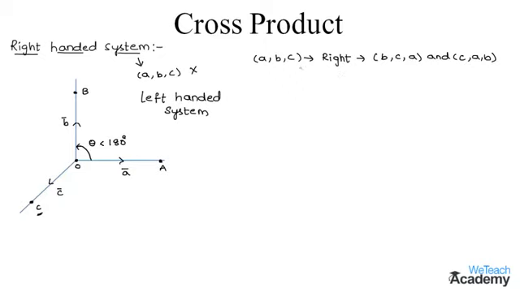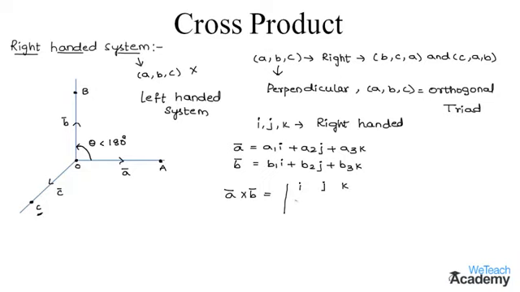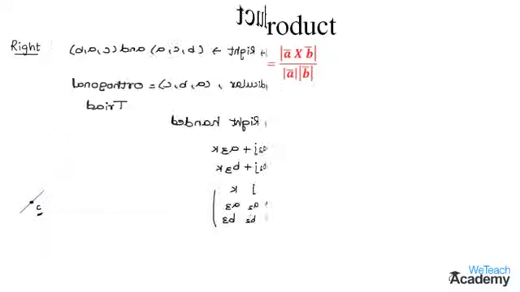And if ABC is a right-handed triad and they are mutually perpendicular to each other, then ABC is called an orthogonal triad. Now let us say if I, J and K form a right-handed system of orthogonal triad, and if A bar is equal to A1 I plus A2 J plus A3 K and B bar is equal to B1 I plus B2 J plus B3 K, then we can find the value of A bar cross B bar by finding the determinant of I J K. So we write here the coefficients of A bar and B bar, which are A1, A2, A3 and B1, B2, B3. And now let us prove a small theorem.